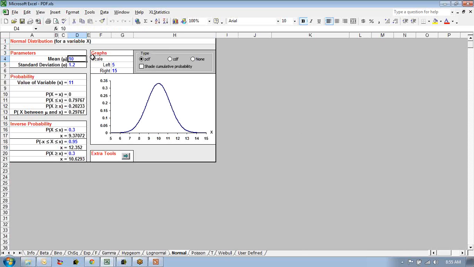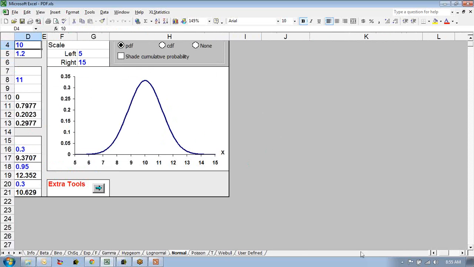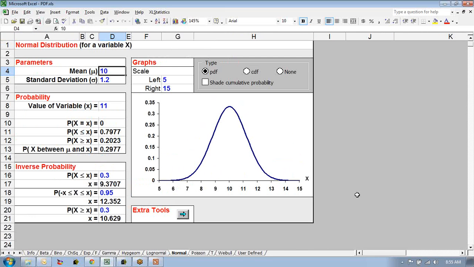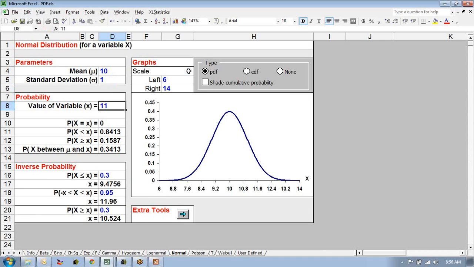And all we really have to do in order for this to work, I'm going to blow this up just a little bit so we can see it a little better on our screens. There we go. Is enter in the mean that we want. So in this case, the mean is 10. I don't even have to change that. The standard deviation that we want, which I believe is 1. And then we want to enter the value of the variable, which is also 11 here.